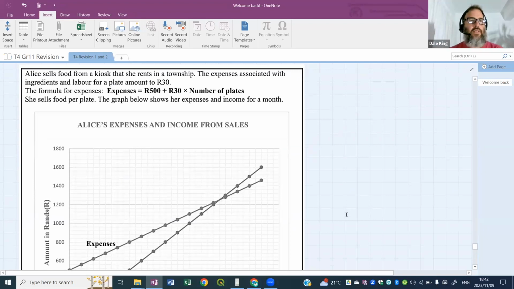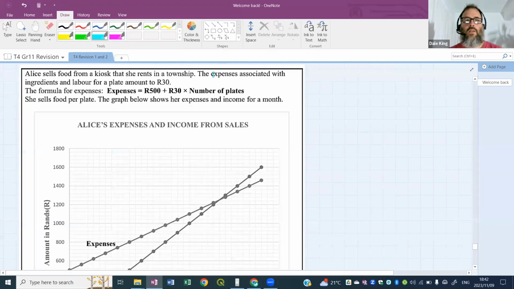New business, Alice. Alice sells food from a kiosk that she rents in a township. The expenses, picking out the keyword, associated with the ingredients and labor for a plate of food amounts to 30 Rand. And the formula for expenses is 500 plus 30 times the number of plates. Tell me, please, the 500 or the 30, which one is the fixed expense? The 500 Rand or the 30 Rand, which one is the fixed expense?